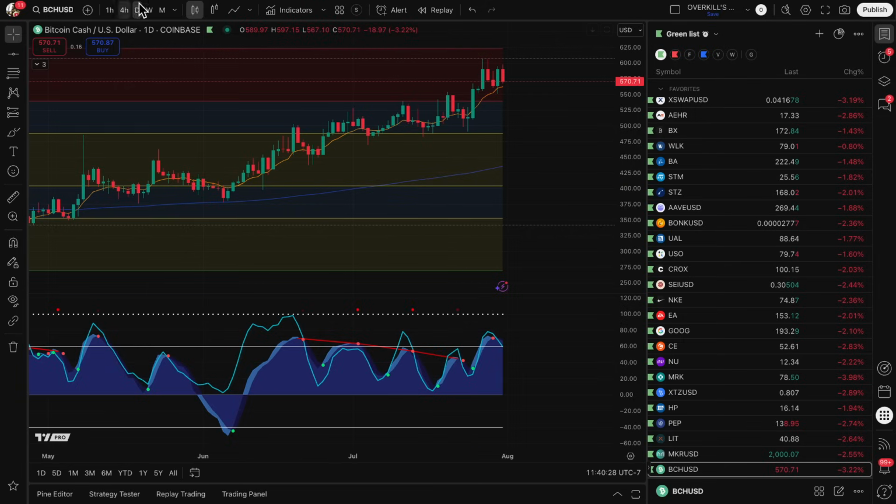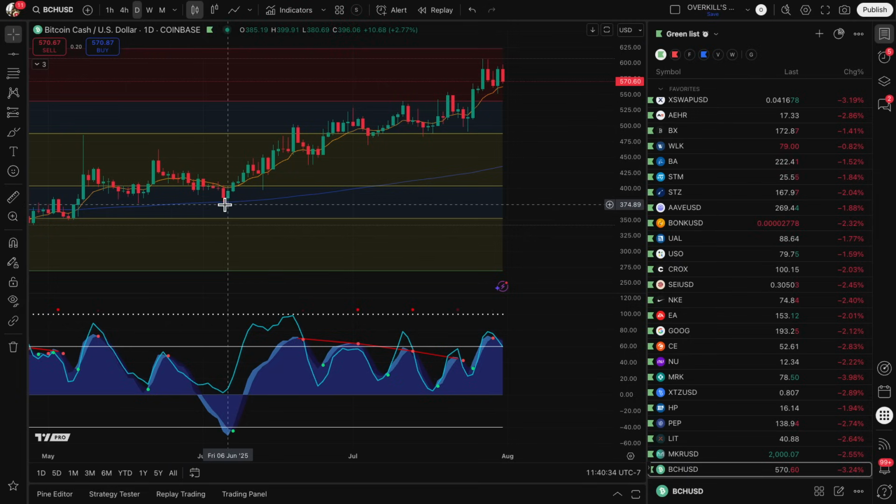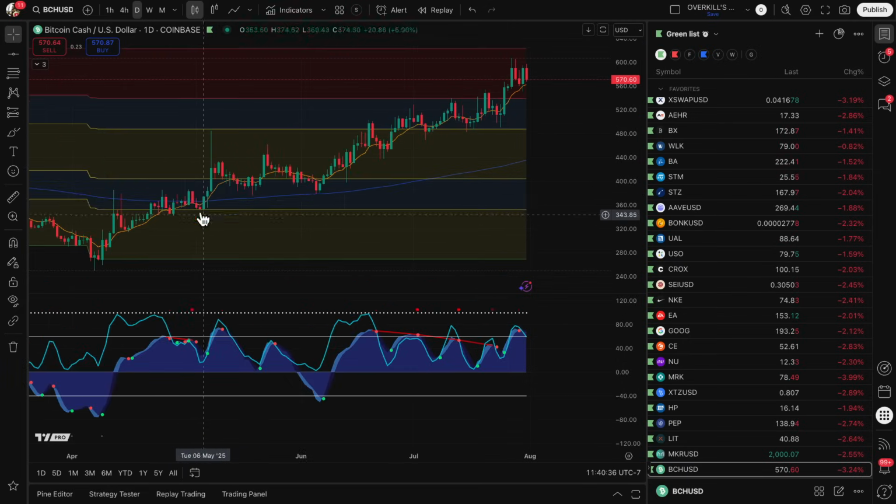BCH still has the monthly green dot again. We called this thing out back here in May. It was sitting at $380. That was somewhere around right here. Boom. Beautiful time to be buying, right on that average. And look where it's at, up in the red zone.